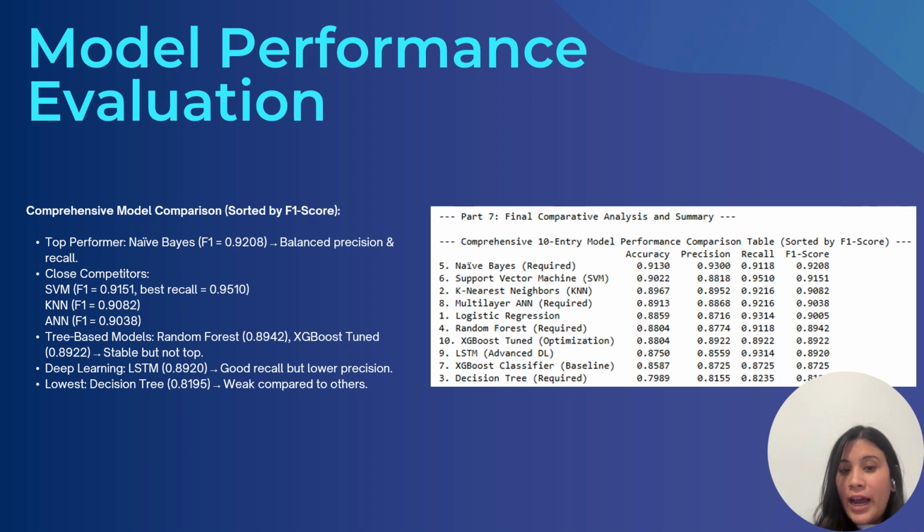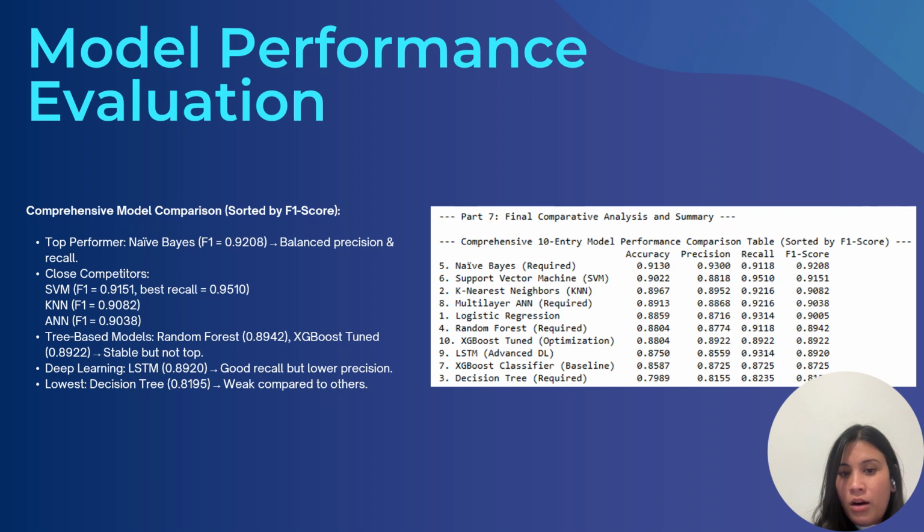Naive Bayes is the simplest and traditional method. Even though we are using advanced deep learning methods, naive Bayes comes out as a top performer. Now let's look at the other critical competitors as well. First one is the support vector machine, which was a very close second with an F1 of 0.9151.